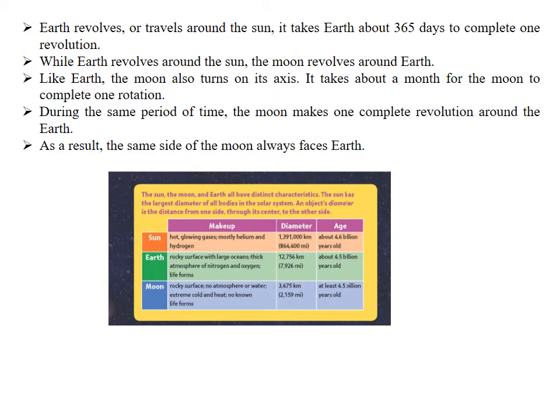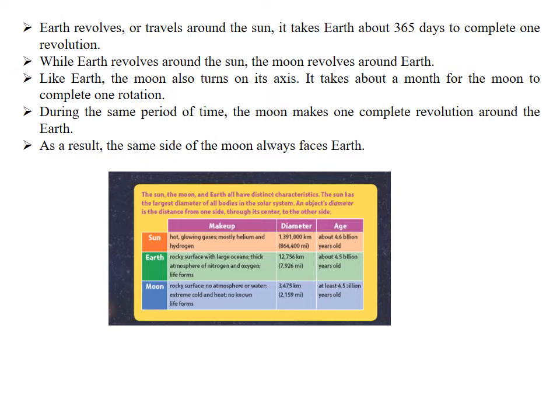It takes Earth about 365 days to complete one revolution. While Earth revolves around the Sun, the Moon revolves around Earth. Like Earth, the Moon also turns on its axis. It takes about a month for the Moon to complete one rotation. During the same period of time, the Moon makes one complete revolution around the Earth. As a result, the same side of the Moon always faces Earth.